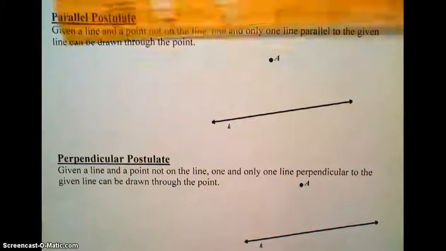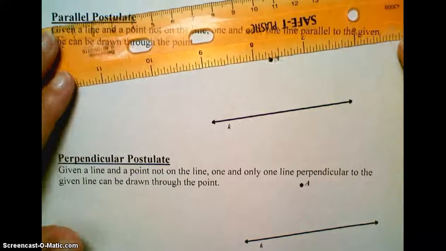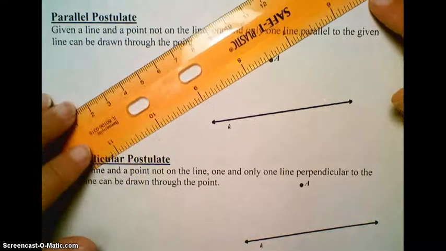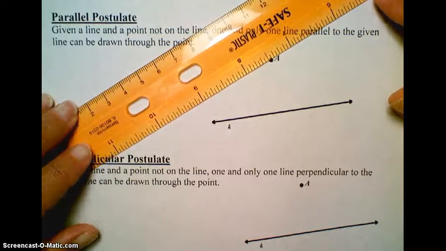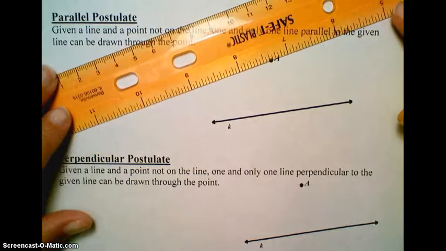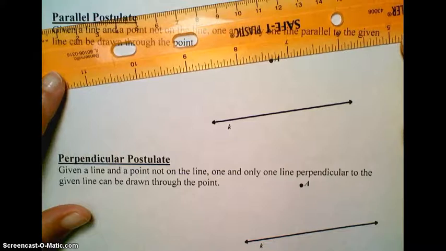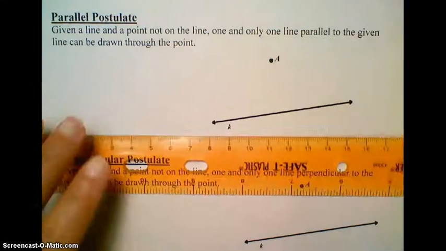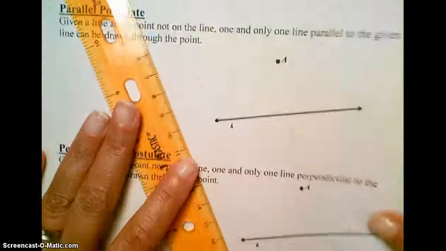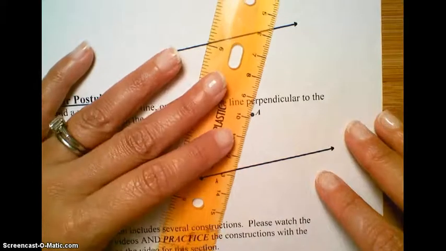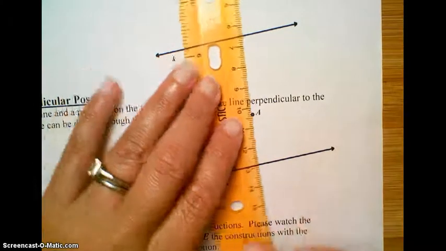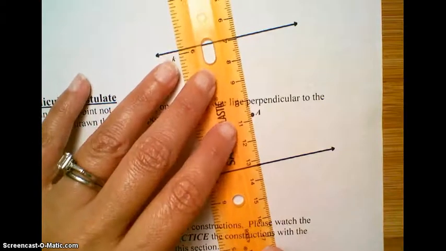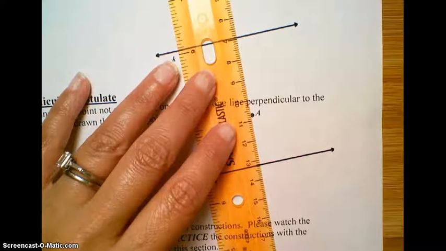Picture it, if you will. Any other line I draw through A will eventually run into line K. Maybe not on this paper, but eventually it would run in. There's only one line that will end up parallel. The same is true for the perpendicular postulate. I can draw many, many lines that go through A and intersect line K, but there's only going to be one line that ends up being perpendicular.